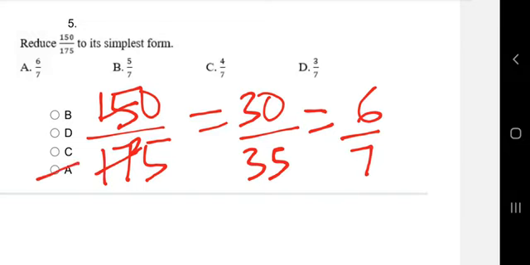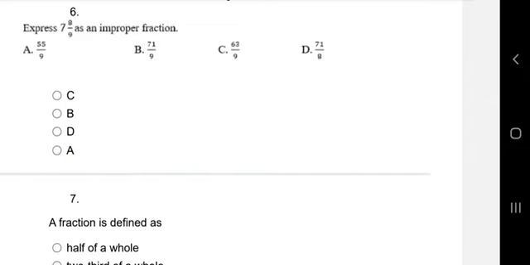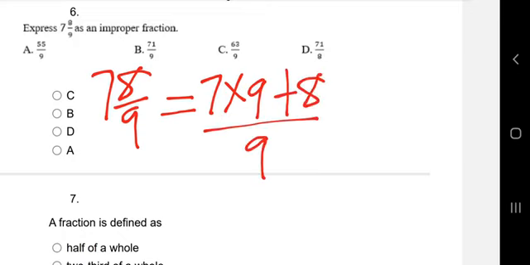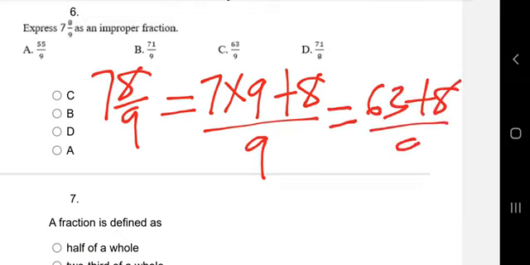I hope this is clear. All right, number 6. Express 7 whole number 8 over 9 as an improper fraction. So that would be 7 times 9 plus 8, divided by 9. So 7 times 9 is 63, plus 8 over 9. So 63 plus 8 gives 71 over 9. So that's option B.